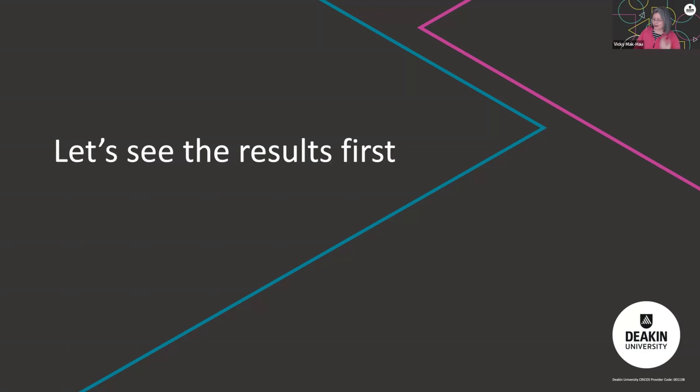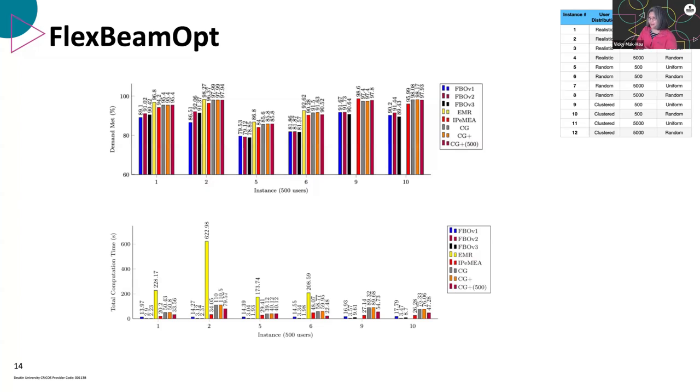So before I talk about the math, I'll probably show you the results first, because that's what people normally do when they review a paper, just go straight to the results. We generated 12 problem instances.